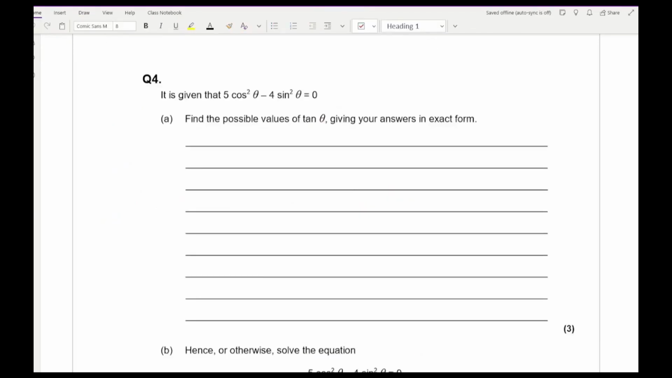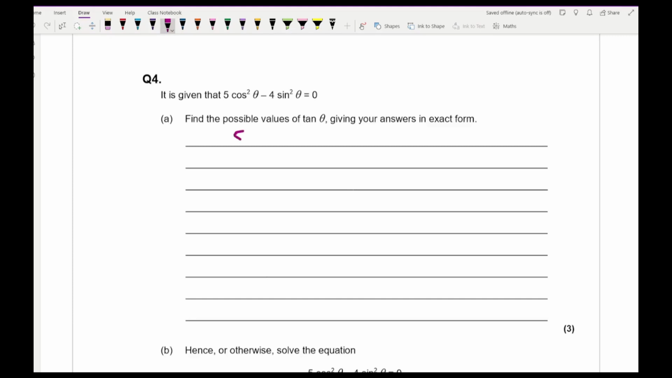Now moving on to question 4, it says it is given that 5 cos squared theta minus 4 sine squared theta equals 0. Find the possible values of tan theta, give your answers in exact form. So for this, because we're dealing with tan and we've got cos and sine, we just need to combine those two.